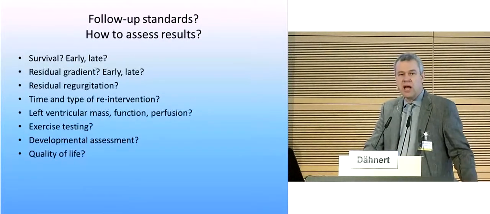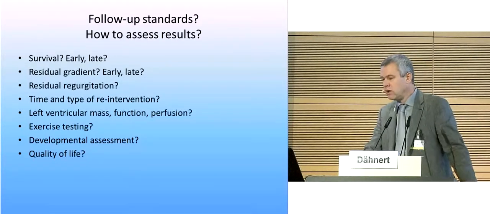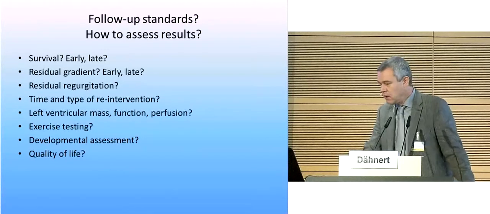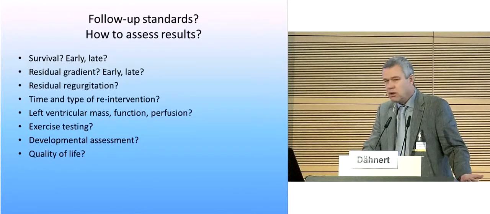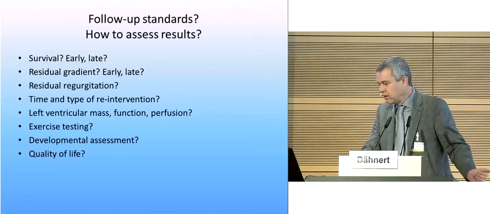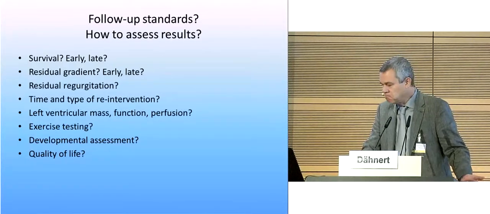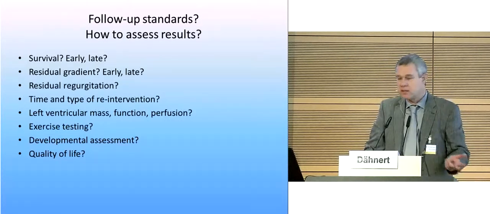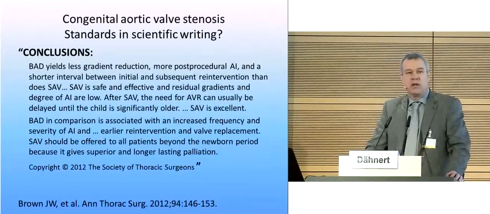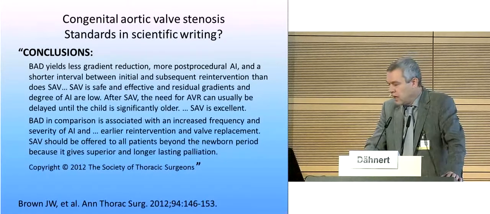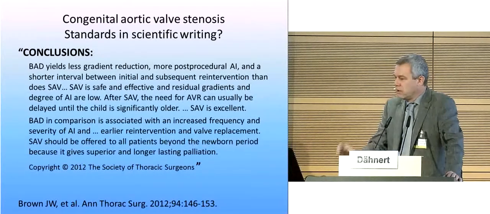We have no standard how to assess the results. What should we look at? Survival, early survival, late survival, residual gradient, regurgitation, time and type of re-intervention, left ventricle and its mass, function, perfusion, exercise testing, development, quality of life, which medicaments are necessary. So we don't have any idea how to assess results, and we are not even able to have standards in scientific writing, and I think that's something that's truly amazing.